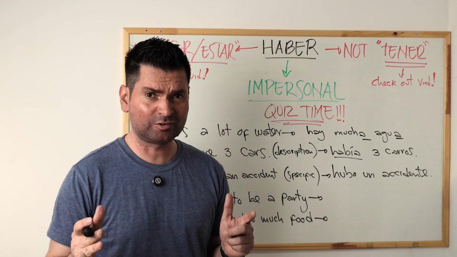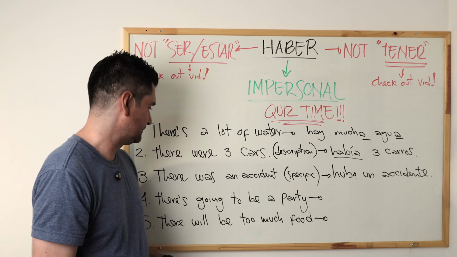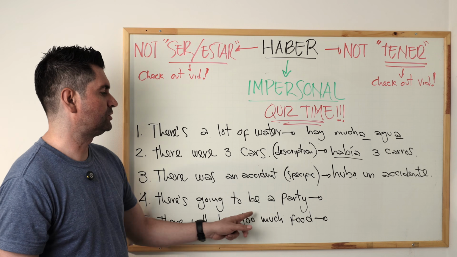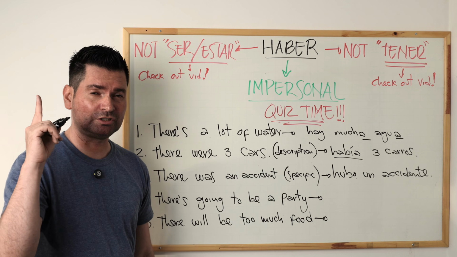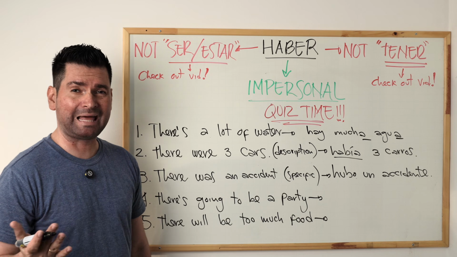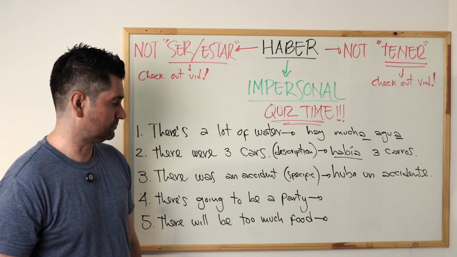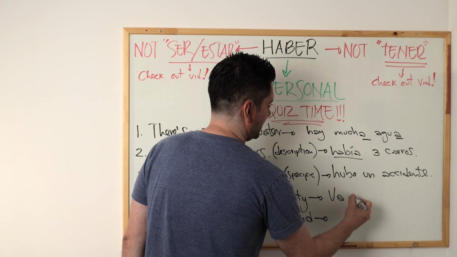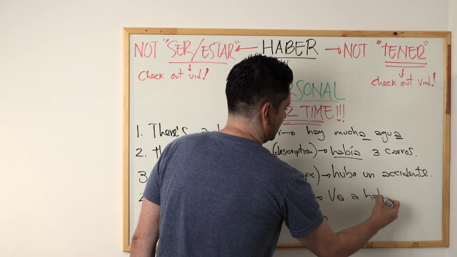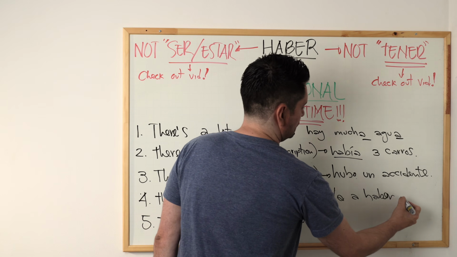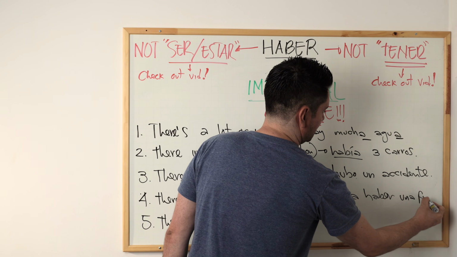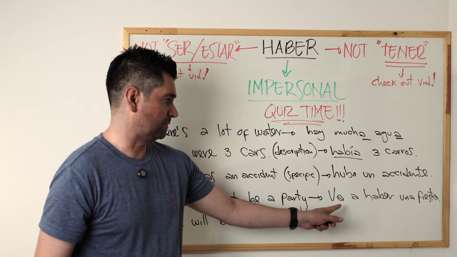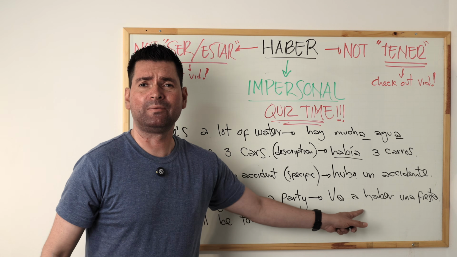How are you doing? Are you doing great? I hope so. Number 4. There's going to be a party, for the future. It's a plan or a prediction. Got the sentence? Va a haber una fiesta. Remember the 3 A's connect. Va a haber una fiesta.